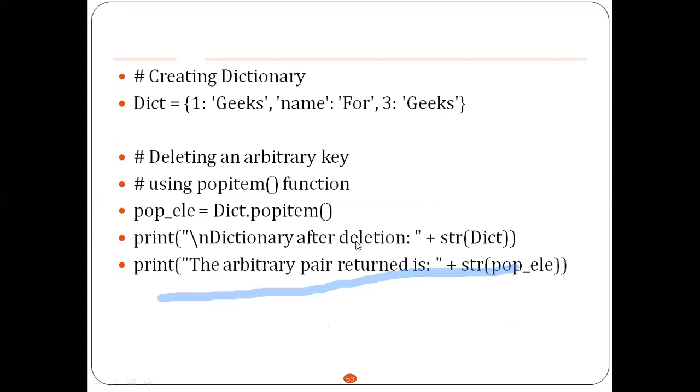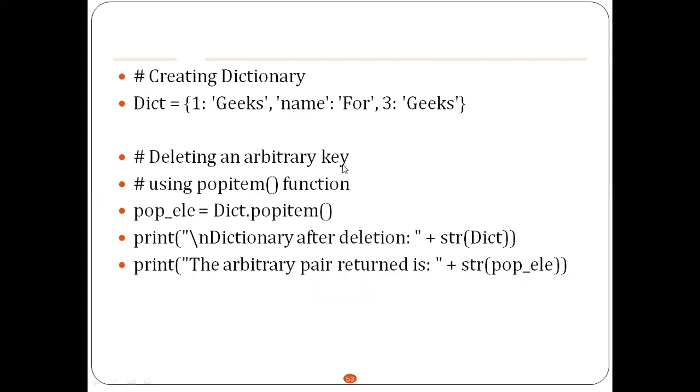And the next one is how to delete an element using popitem, right? How to make use of popitem to remove elements from the dictionary. So look at the example here. Dictionary is equal to 1: gigs, right? And names: 4 and 3: gigs. That is how you have 3 items, or 3 elements, in the dictionary.